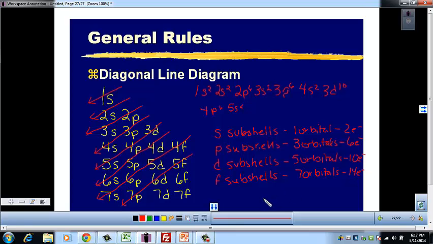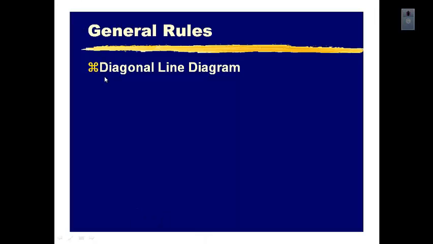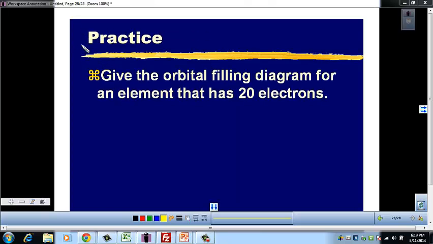Okay? What I want you to really understand, in the next PowerPoint, you'll see the patterns in the periodic table that allow us to understand that. You've done some looking at that, and now we're going to just go over those. So let's do a quick example. Let's try an orbital filling diagram for an element that has 20 electrons.